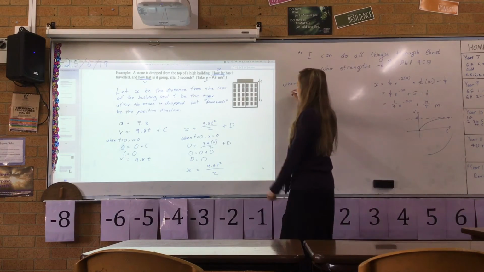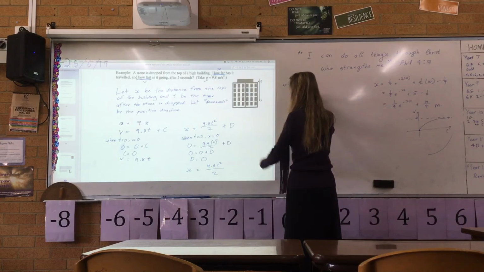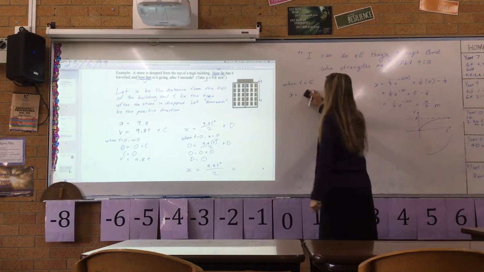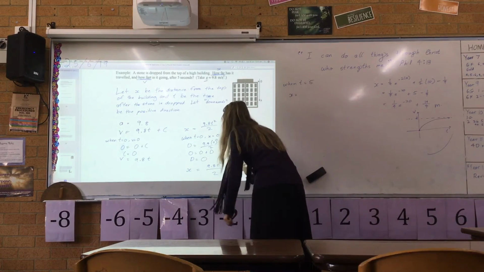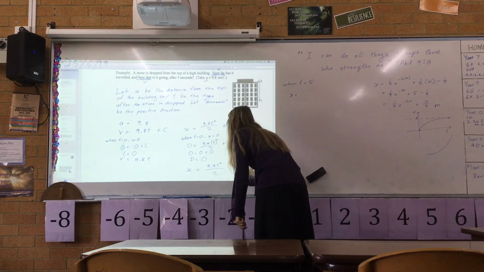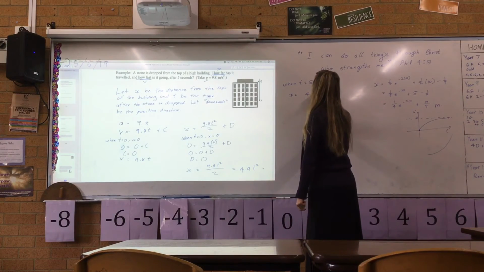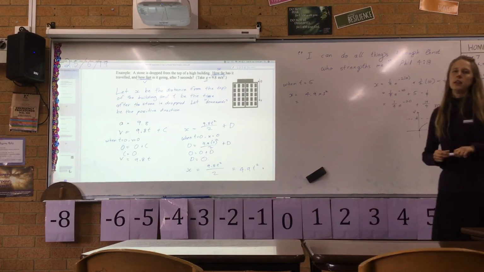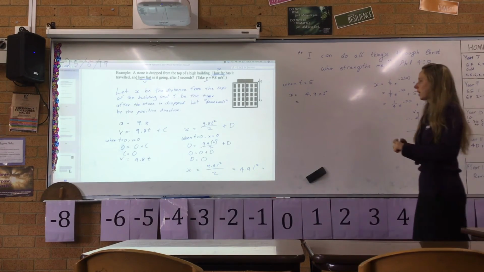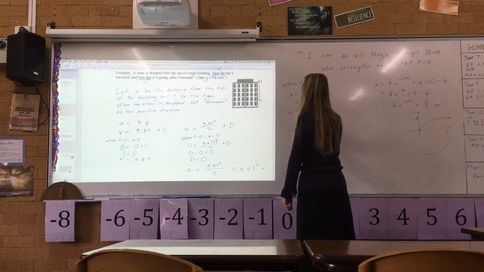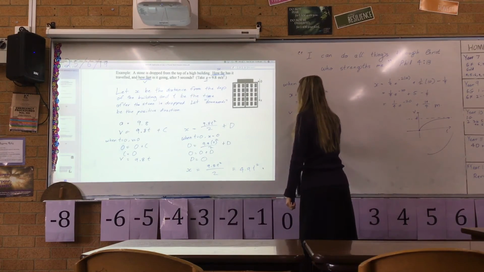So how far? x equals, well actually I could make this even simpler, couldn't I? Half of 9.8 is 4.9, so it's 4.9t squared. So x is 4.9 times 5 squared. Ethan, can you put that in your calculator? v equals 9.8 times 5.